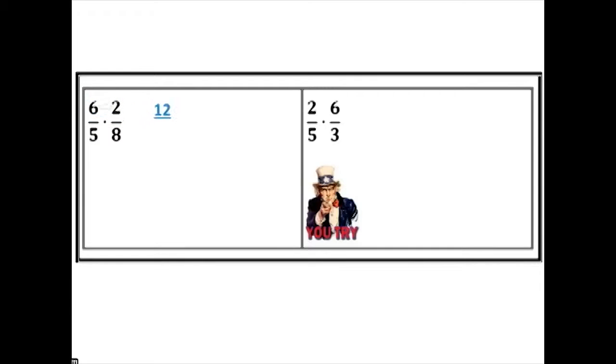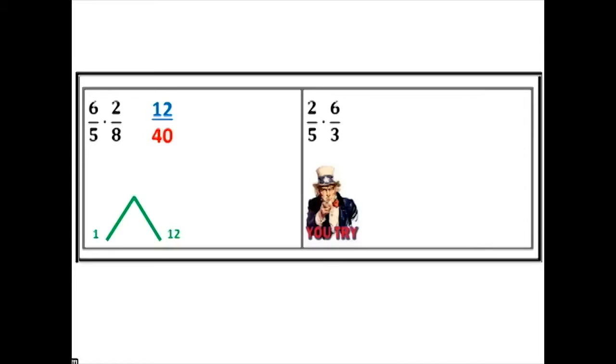Let's try another one together. Multiply your numerators together. 6 times 2 is 12. 5 times 8 is 40. So you have your new numerator, you have your new denominator. Simplify. I'm going to do double mountain since my numbers aren't that huge.